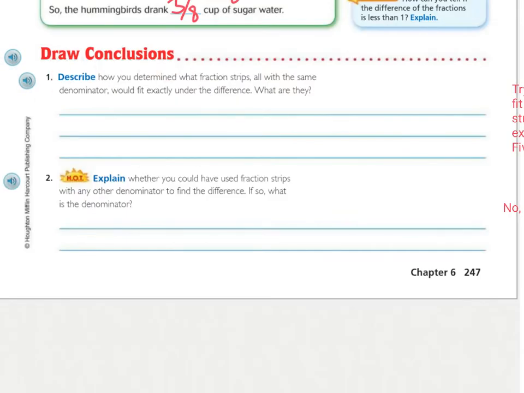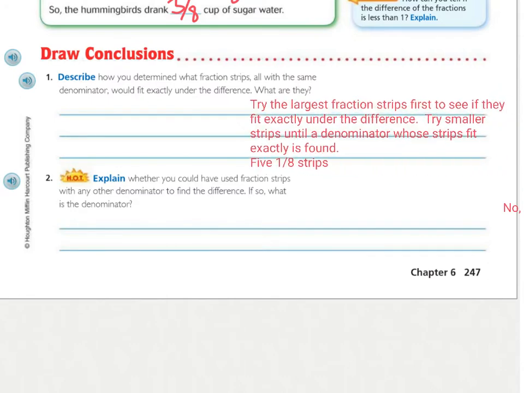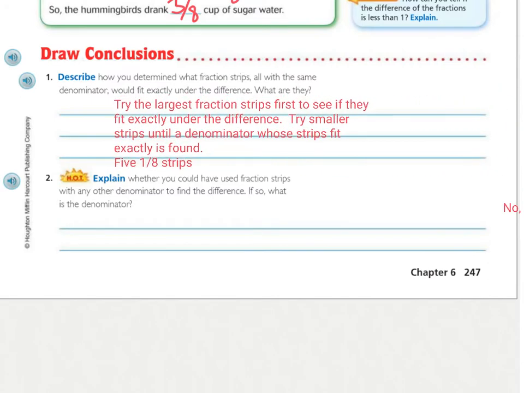All right, let's draw some conclusions. Describe how you determine what fraction strips, all with the same denominator, would fit exactly under the difference and what they are. So we talked about that a little bit yesterday. So trial and error, but you can also think about your multiplication facts. If you know that 4 goes into 8, because 4 is a multiple of 8, then that's going to help you. So knowing your multiplication facts is really going to help you to determine what the bottom number should be, because you want the bottom numbers to be the same.